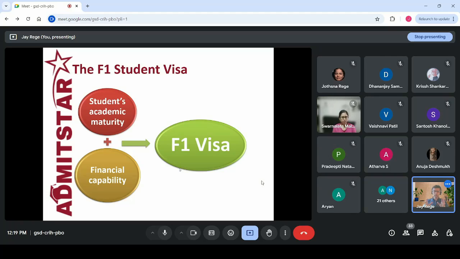Visas are given on two simple things. One is if you have a good academic profile, you're going to a good, decent university, and you have the financial capabilities to fund your education. If these two factors match, then you will definitely get the visa. The first factor is more important. The kind of university you go to to a large extent influences the visa officer's decision on whether or not to give you a visa.